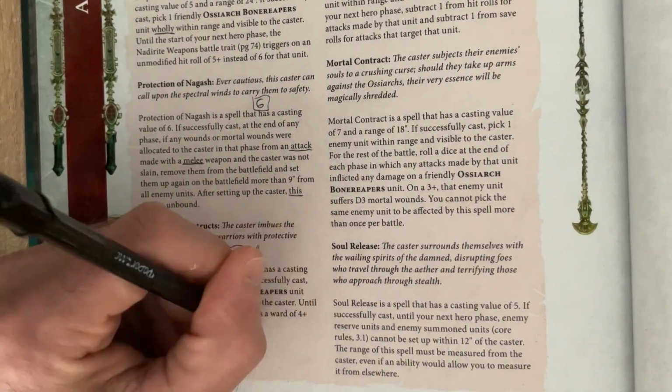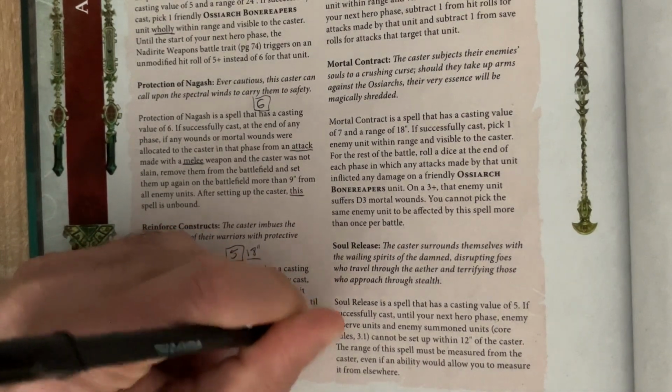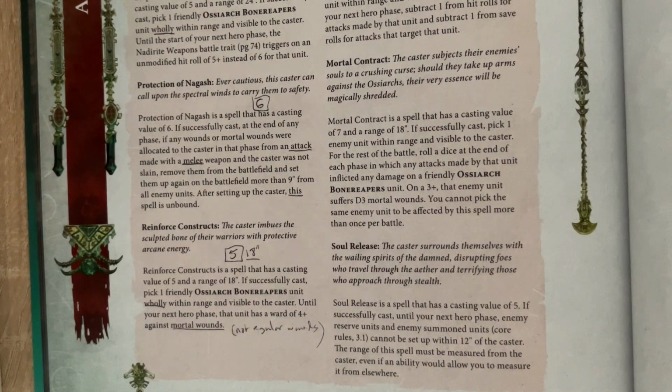not regular wounds. This is easy to miss. It's kind of like how Endless Spell and Spell have to be always mentioned separately, in the same way that Dispel and Unbind need to be mentioned separately, and Mortal Wounds and Wounds have to be mentioned separately. This is only a mortal wound save, so you would still get to use your 6+ or maybe 5+ Deathless Warriors, was it? Ward save for normal wounds. This is only for mortal wounds. So it's worth keeping that in mind.